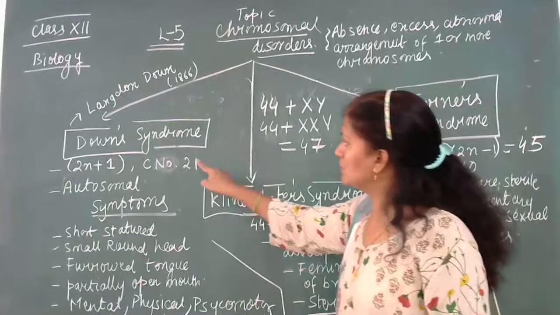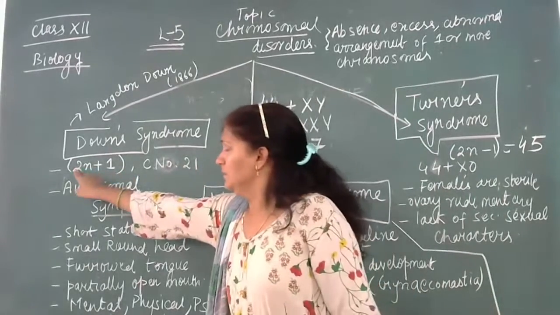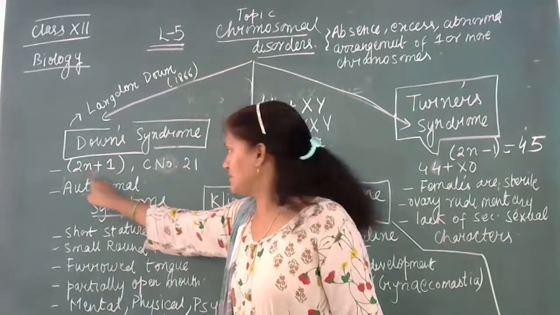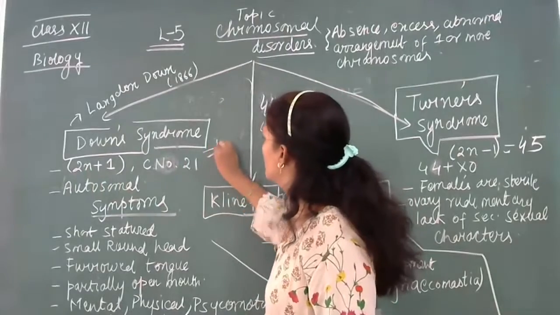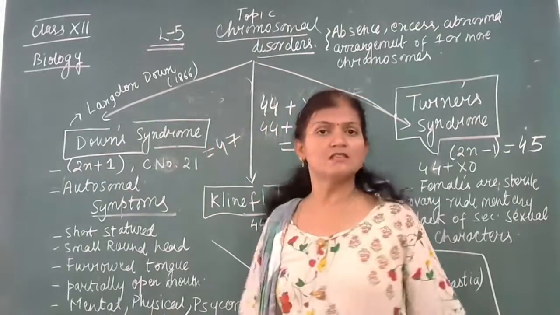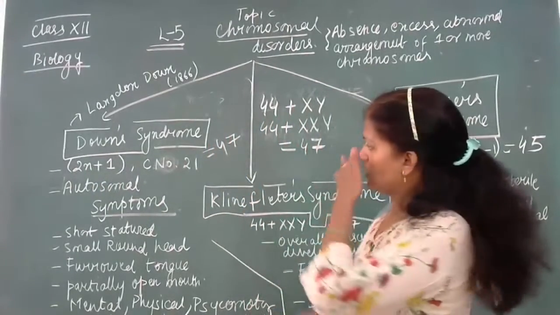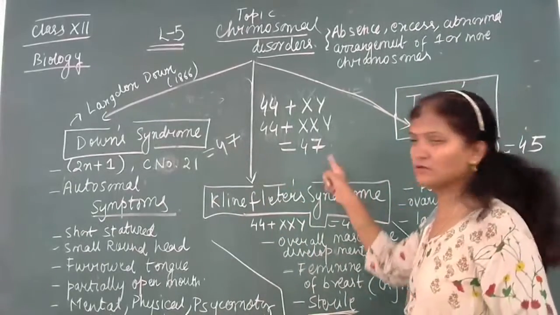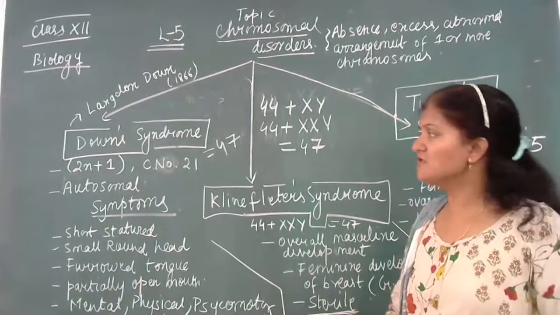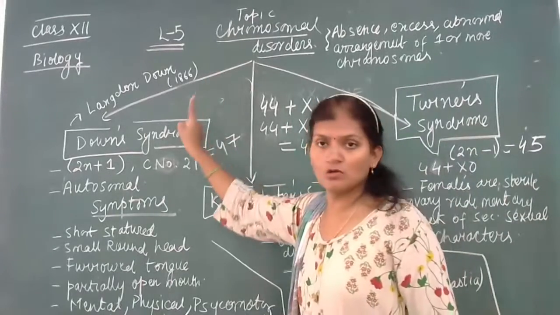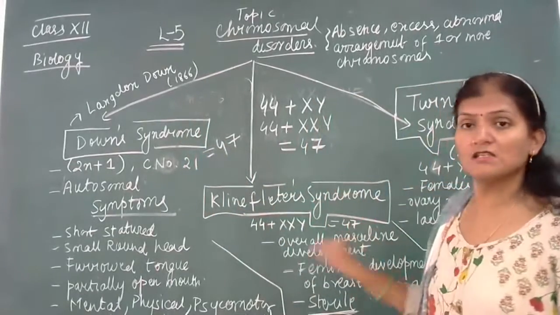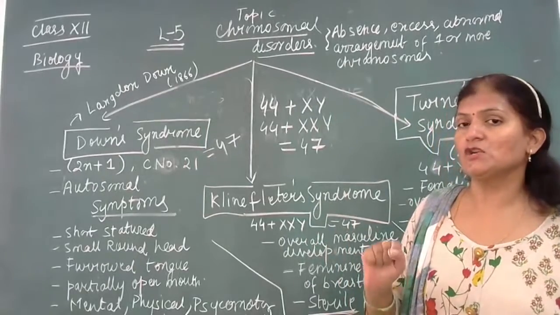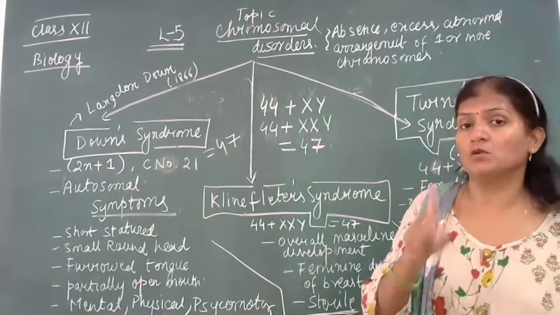And here what will be the chromosome number? 2 into 23, 46 plus 1. So here also the number of chromosomes will be 47. Okay. So in Down syndrome also the total number of chromosomes is 47. In Klinefelter also it is 47. But the difference is, here there is the addition of an autosomal chromosome, but here it is addition of what? Addition of an X chromosome.